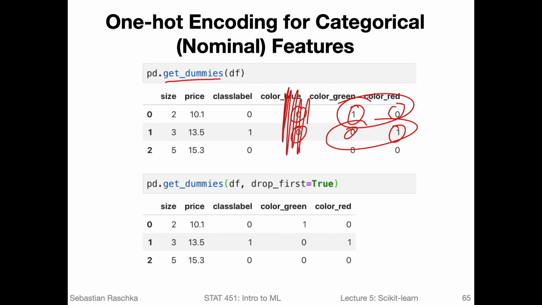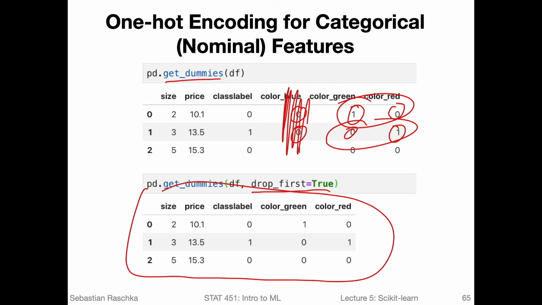So what we can do then is we can define drop first, or there's also drop last, I think. So you can also say drop last, it doesn't really matter, but we can drop one of these feature columns. So here, this is the same as above without the blue column, because it's, like I said, redundant to include blue here.